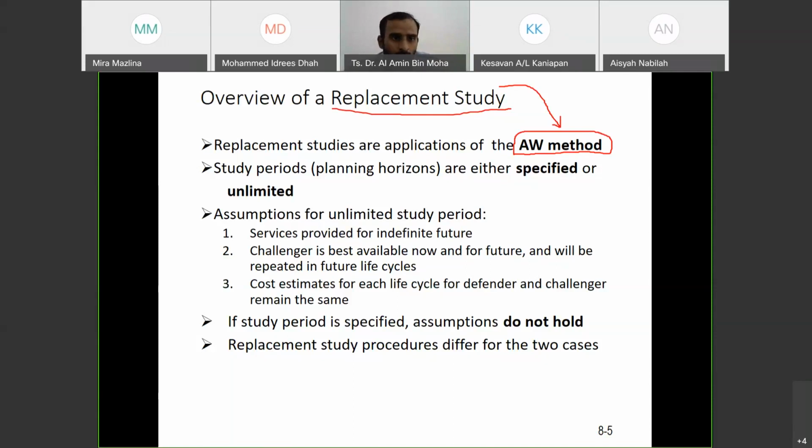So the study period or planning horizon is either specified or unlimited. The study period means that N can be specified, meaning they tell you specifically what N is, or they can just say unlimited, meaning the asset can be used forever.